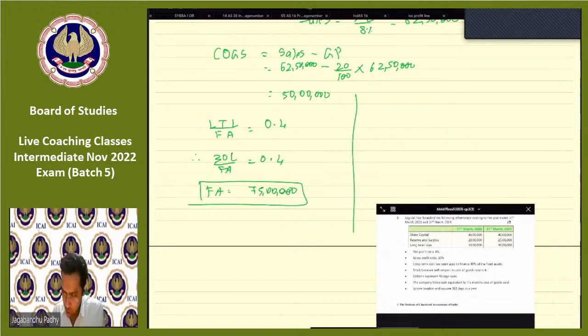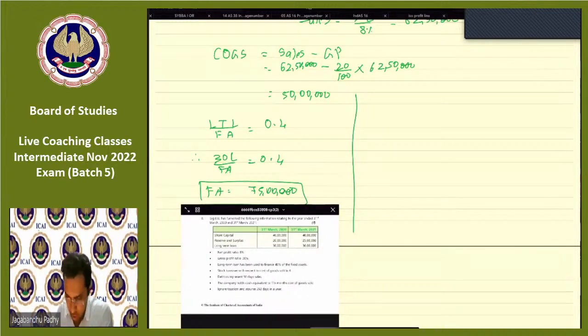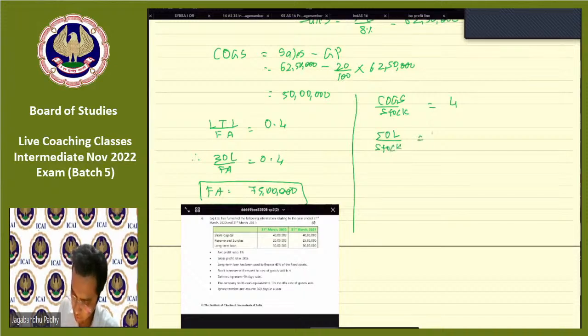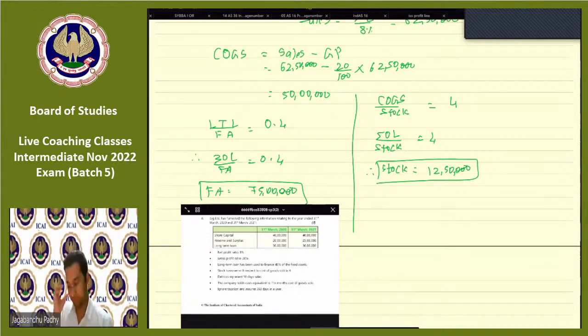Now, stock turnover with respect to cost of goods sold, COGS upon stock, is given as 4. We have COGS as 50 lakh, and upon stock is 4, and therefore stock will be equal to 50 lakh divided by 4, which is 12 lakh 50,000.